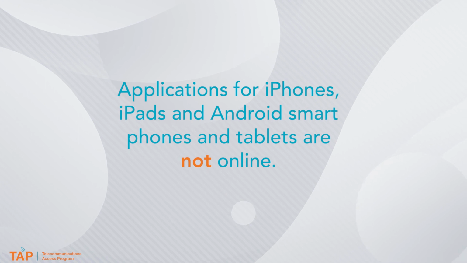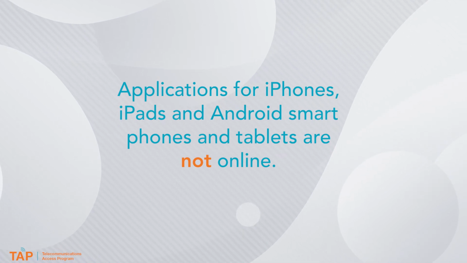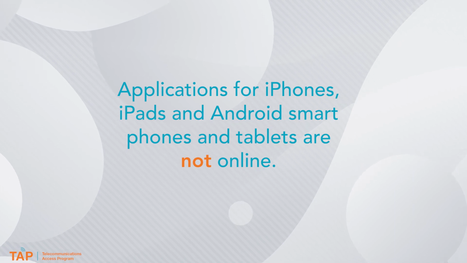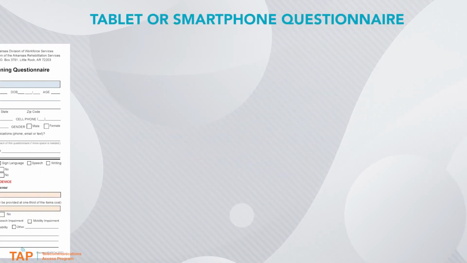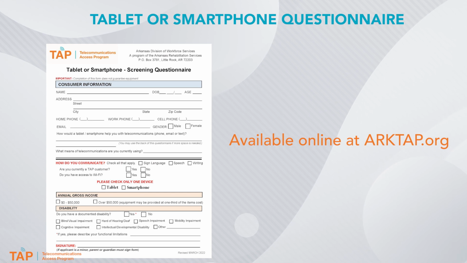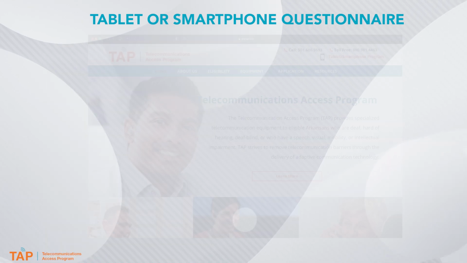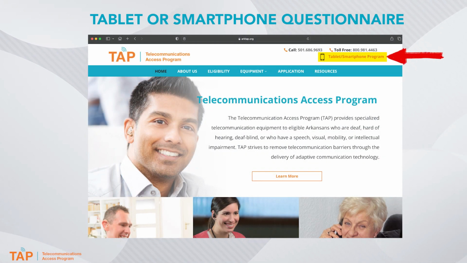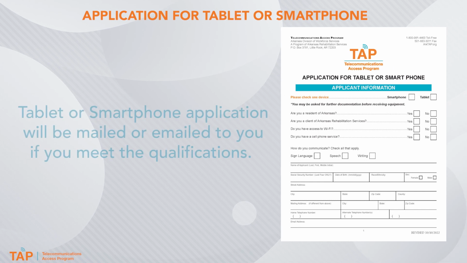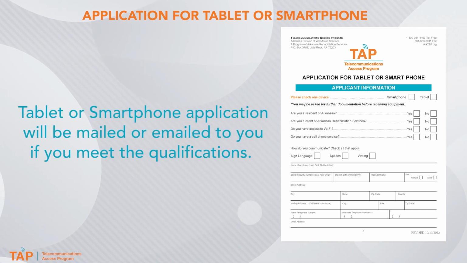If you are interested in requesting an iPhone, iPad, or Android smartphone or tablet, the application is not available online. Instead, you must fill out a one-page screening questionnaire. That is available on our website in the upper right-hand corner of our homepage. Once we receive that questionnaire and we find that you meet the qualifications, we will mail the tablet/smartphone application to you. We can also email it if requested.